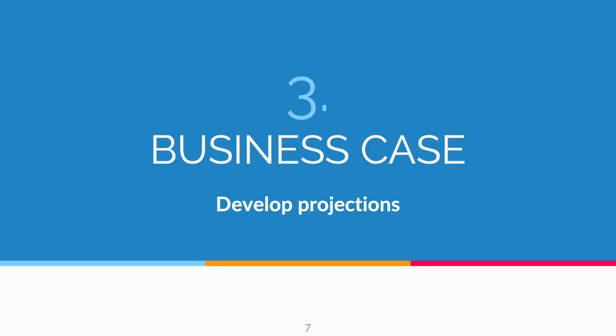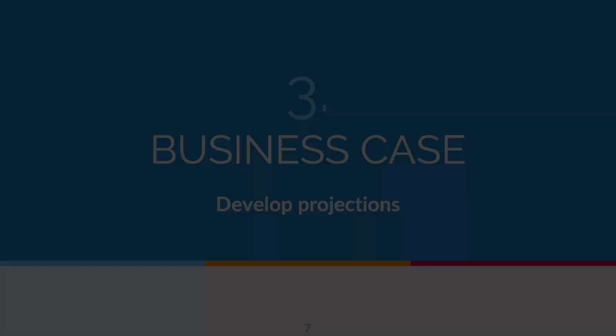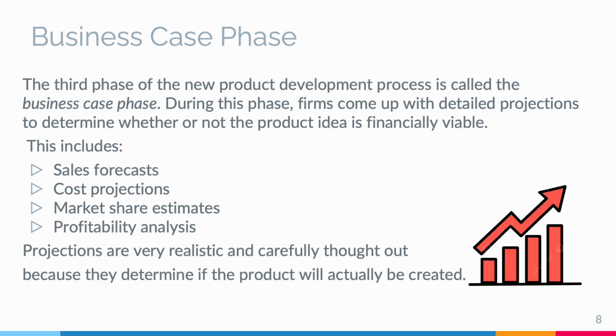Business case. Develop projections. The third phase of the new product development process is called the business case phase. During this phase, firms come up with detailed projections to determine whether or not the product idea is financially viable. This includes sales forecasts, cost projections, market share estimates, profitability analysis. Projections are very realistic and carefully thought out because, all in all, they determine if the product will actually be created.